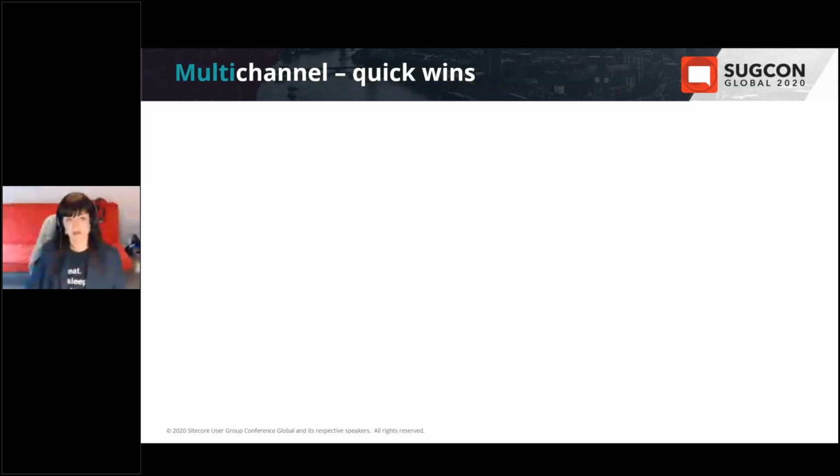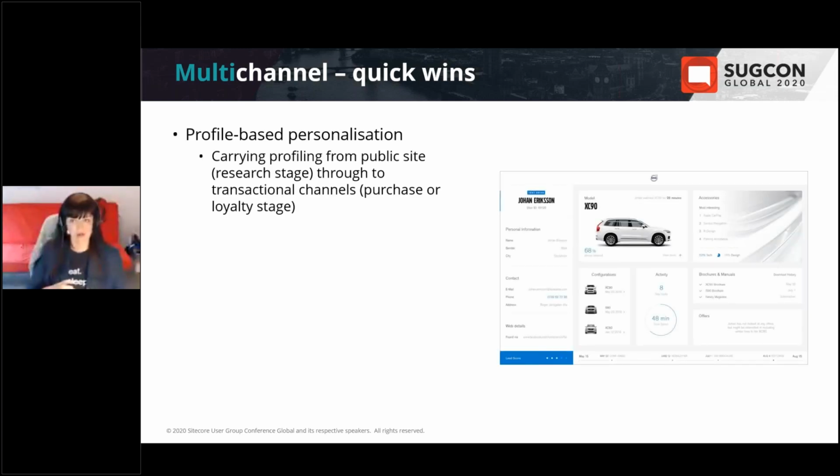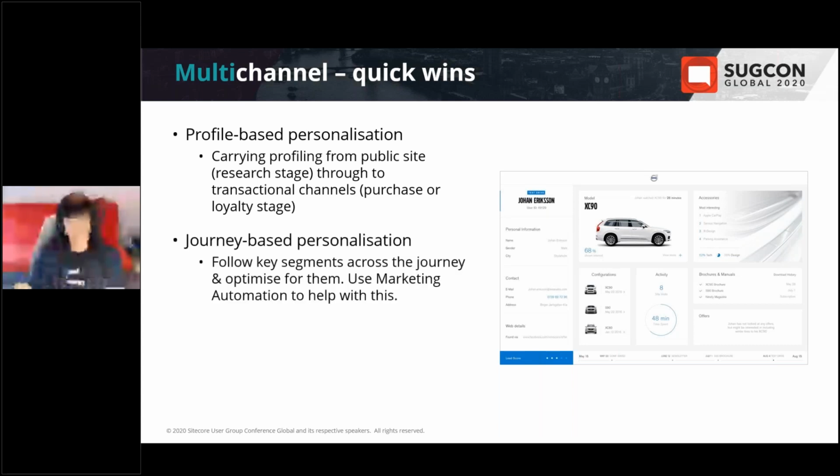So some good quick wins for multi-channel, and there are lots of them. Profile-based personalization is a really good one here, to carry those profiles from the public side in the research phase through to the transactional channels and the purchase or loyalty stage. Journey-based personalization, as I said, getting your journeys worked out and then following key segments across the journey. Marketing automation is a really, really good tool for this. And I hope everybody saw Andy's presentation right before this about how to automate all the things, because that's where marketing automation on multi-channel will really help you.